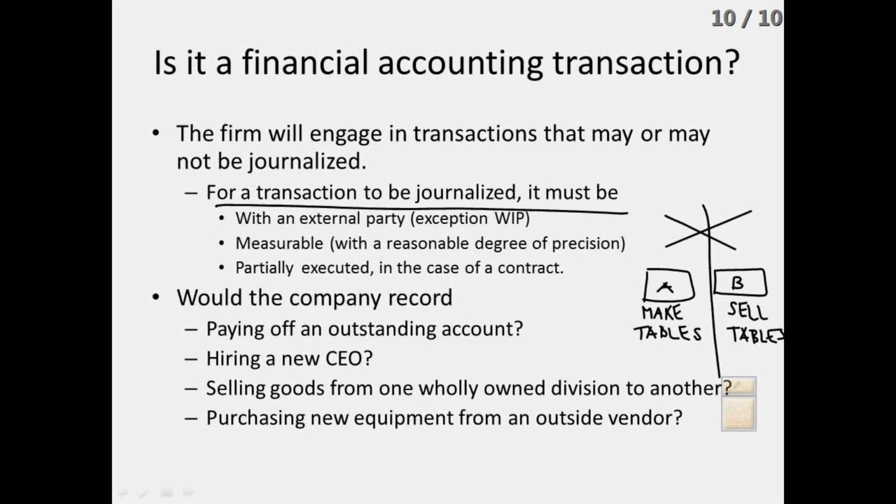Now, the second thing that it needs is it needs to be measurable. Now, this is where your judgment comes into play. So, measurable with a reasonable degree of precision. It's not perfectly measurable. We may not know exactly what something is worth. But here's where the problem comes in, which is, what is reasonable?